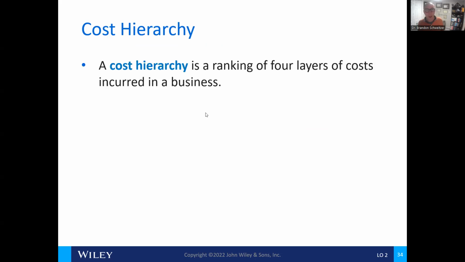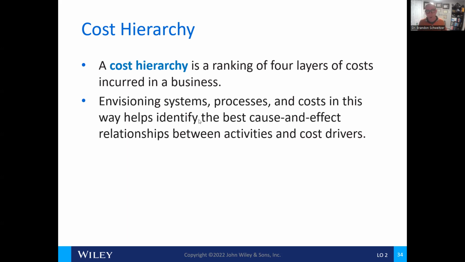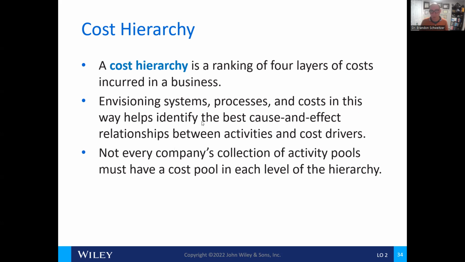And looking at the cost hierarchy, it's a ranking of 4 layers of costs incurred within a business. Systems, processes, and costs help us to identify the best cause and effect relationship between activities and cost drivers. Not every company collects data on this type of information, so it's important that we as accountants look at the information being collected in order to determine the best cost pool associated with the activity and driver.